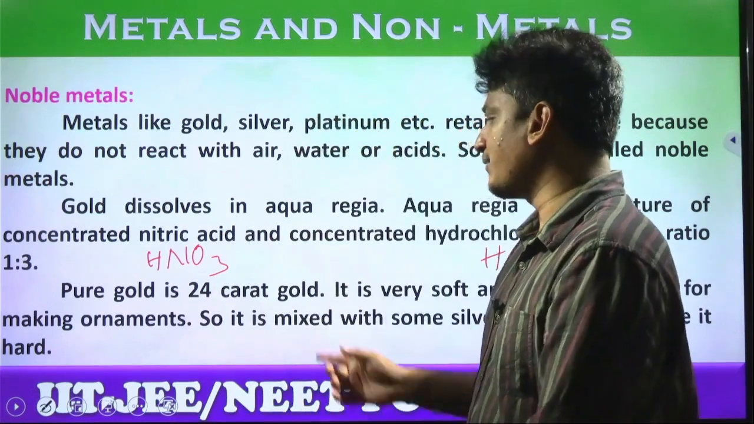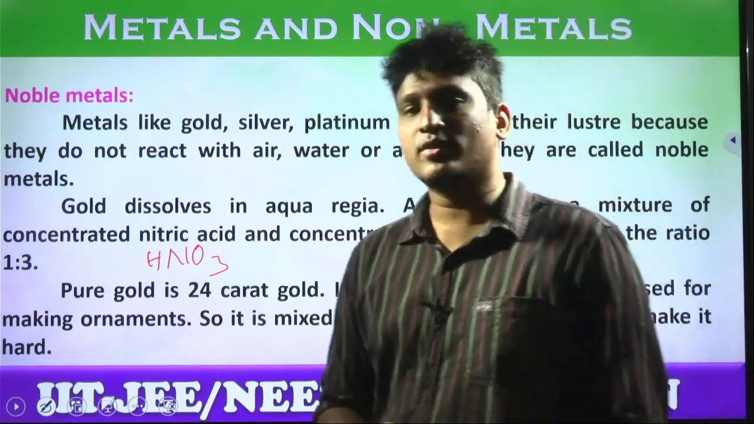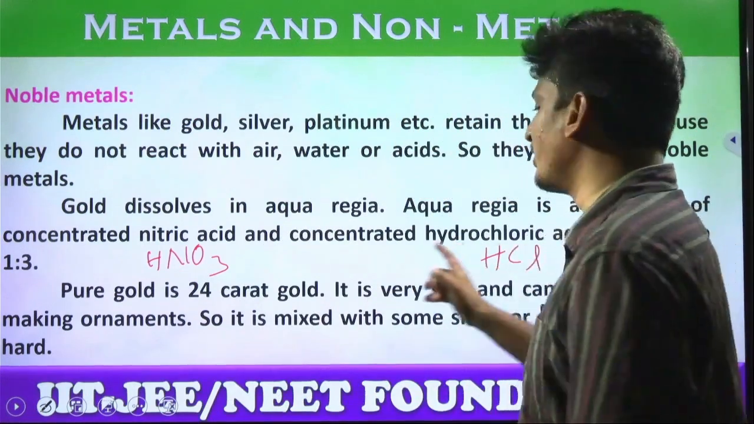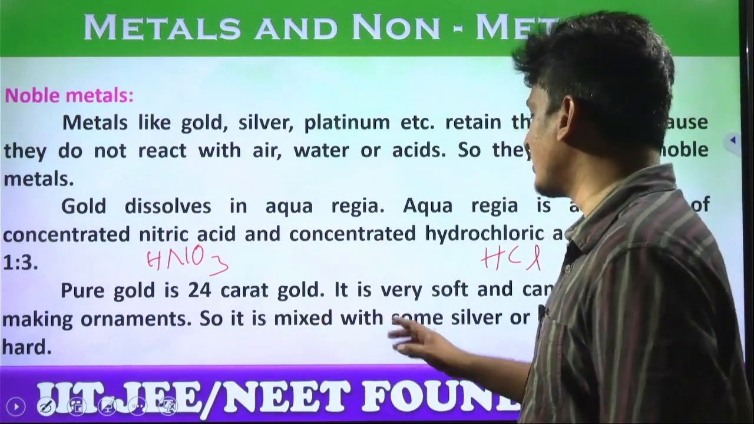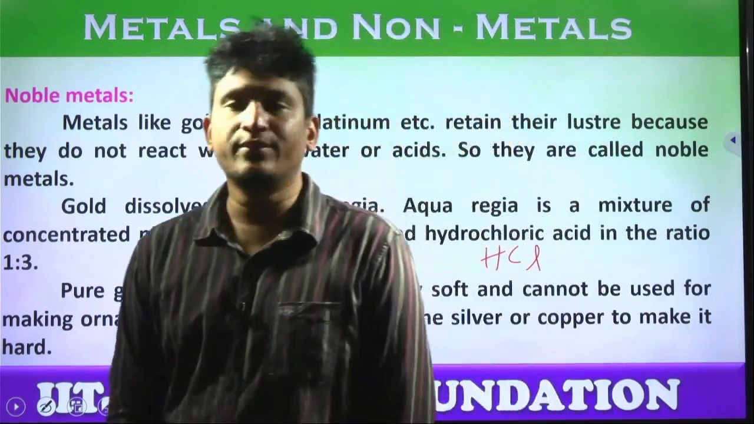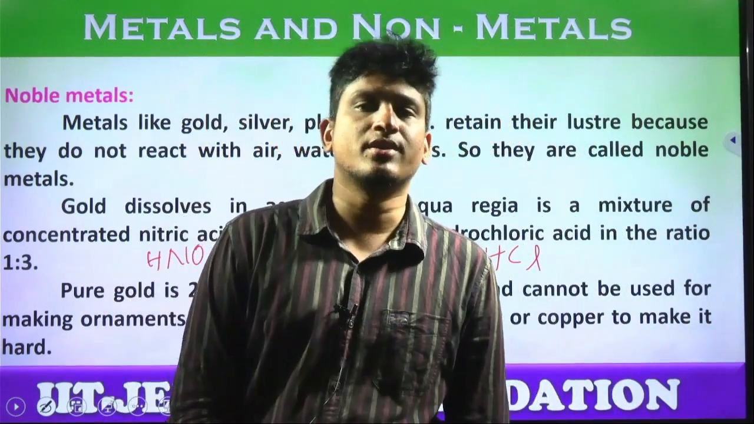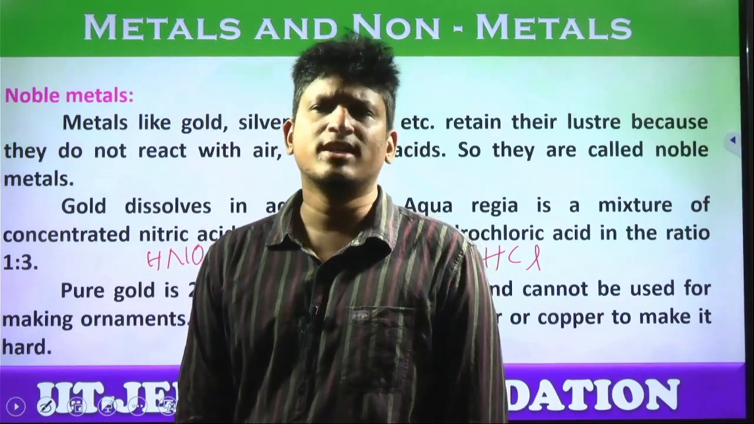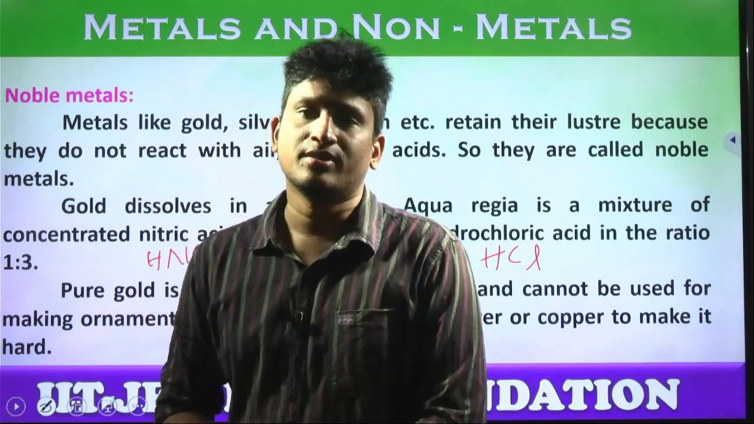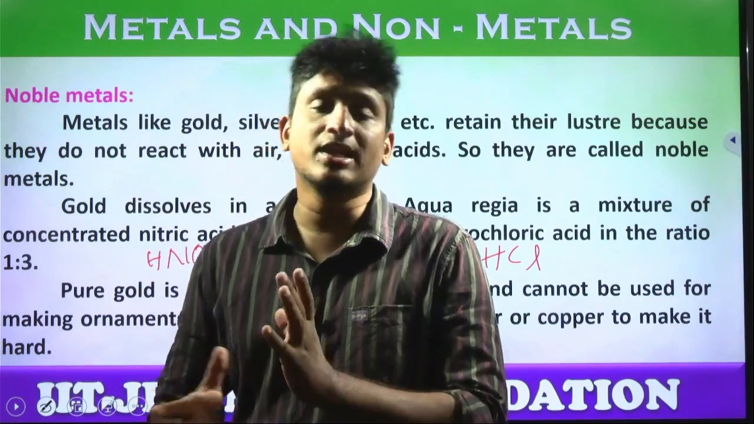Pure gold is 24 karat gold. Have you heard about 24 karat gold, 22 karat gold? It is very soft and cannot be used for making ornaments. It is mixed with some silver or copper to make it hard. The reason for 24 karat, 22 karat gold, students, is that 24 karat gold is soft and has a brittle nature.